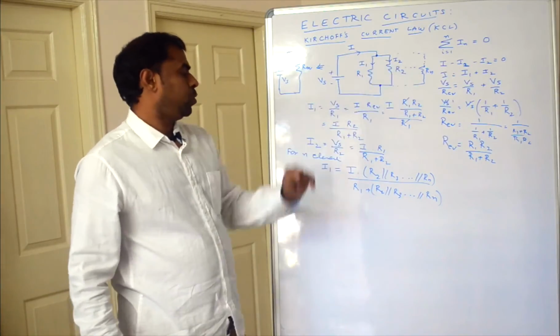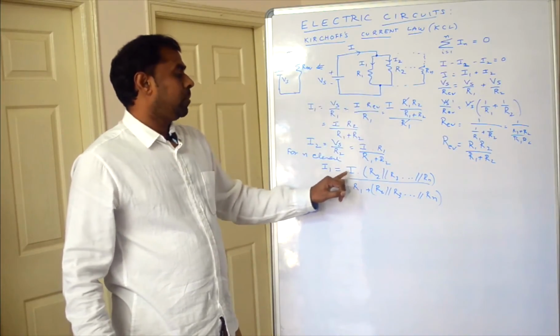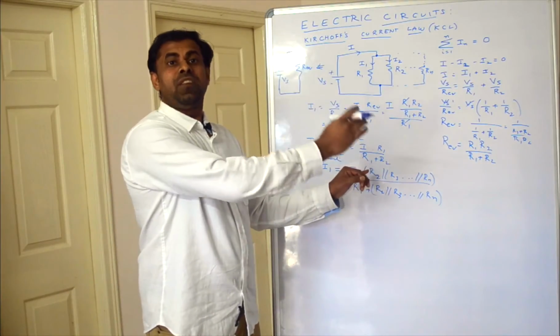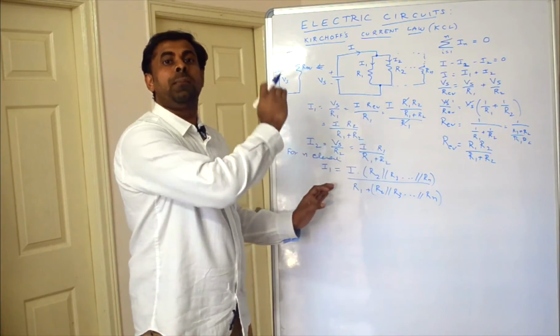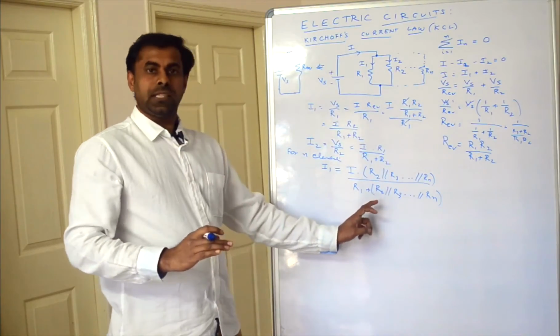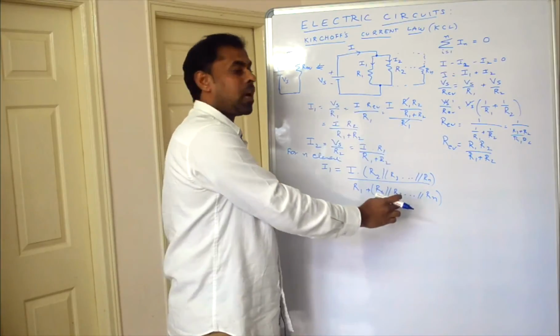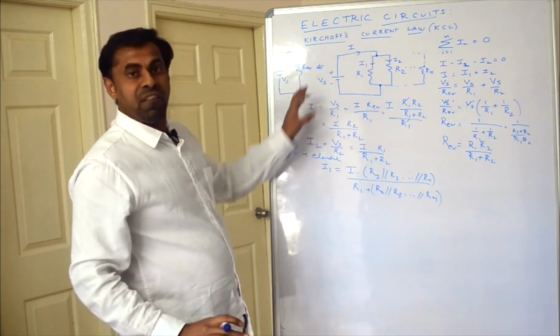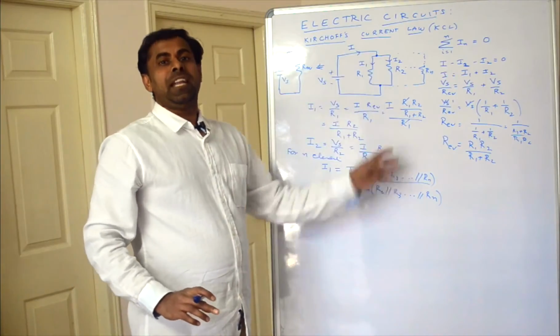Suppose it is for R2, I2 is nothing but I into the equivalent resistance of all the branches excluding R2, that is R1 in parallel with R3 up to Rn, by R2 plus R1 in parallel with R3 up to Rn. Similarly, you can derive the current in any other branch.